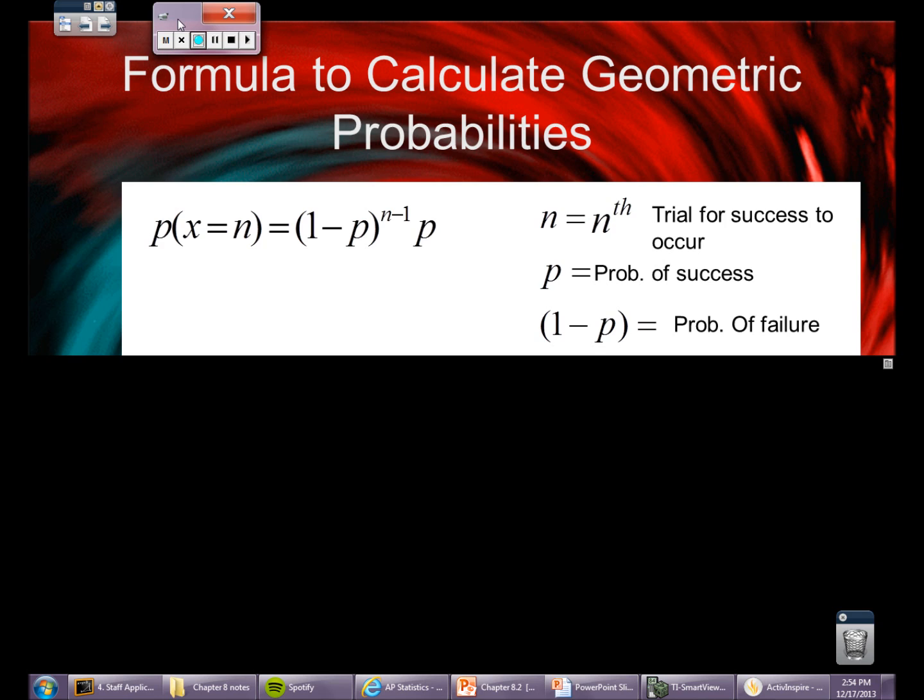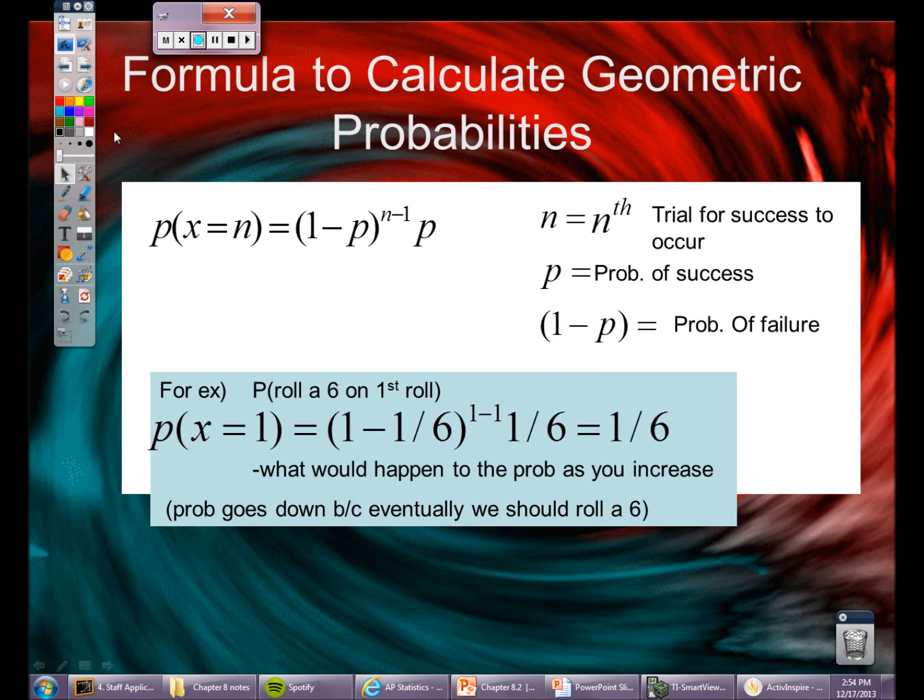Here's your formula for calculating geometric probabilities. Probability of x being n, where n is the nth trial. p is your probability of success. Let's see how this holds true on the probability of rolling a 6 on your first roll. We should know that the answer is 1/6. There's 6 things that can happen. The probability of rolling a 6 should be 1 out of 6. So let's follow the formula and make sure it lines up.